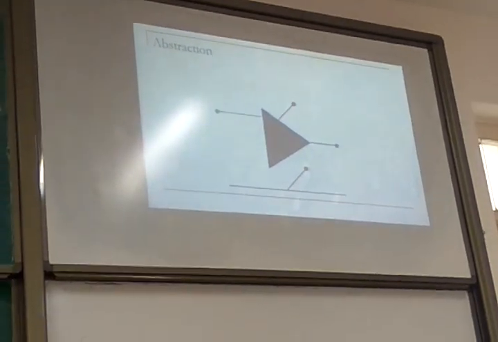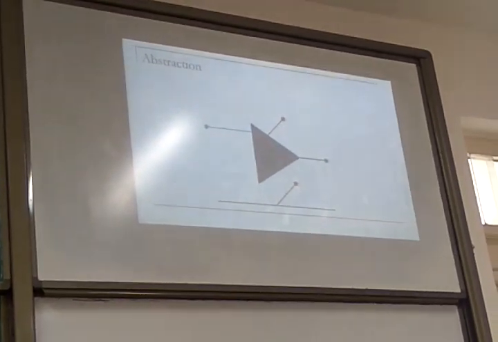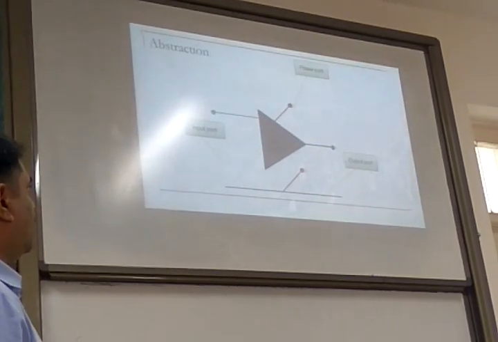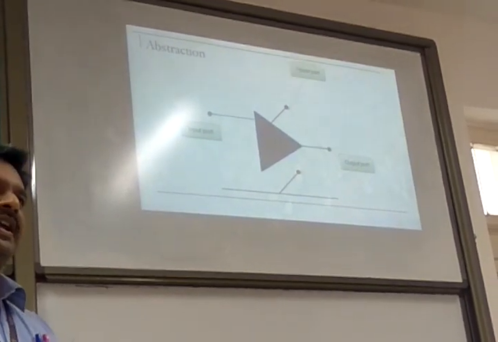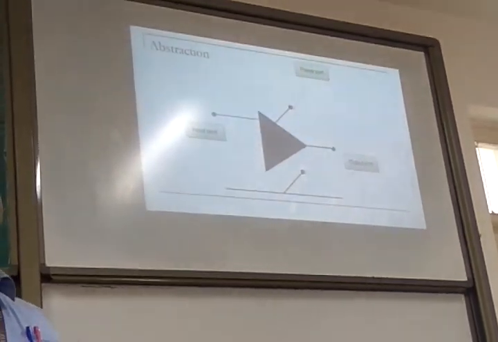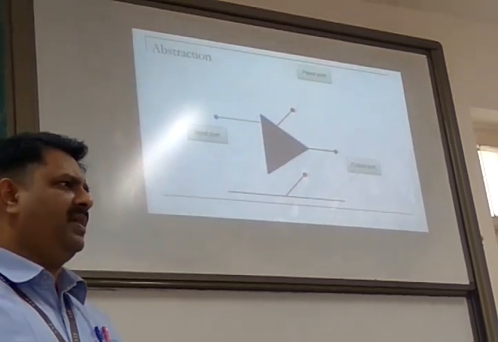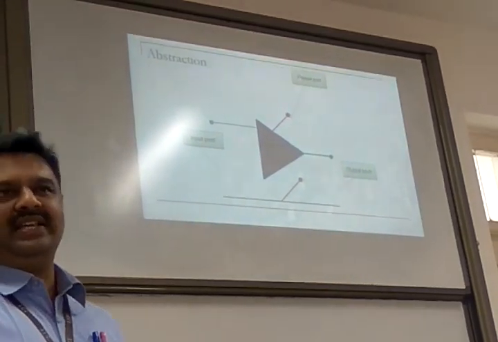So we made an abstraction, and this we call an operational amplifier. This is the input port, output port, and power port. In the power port, we will connect plus VCC and minus VCC. In our normal transistor-based circuits, normally we connect only positive VCC. Here we connect both.